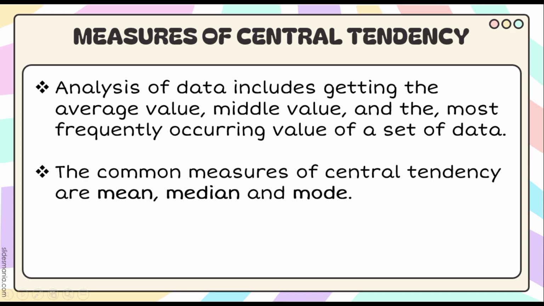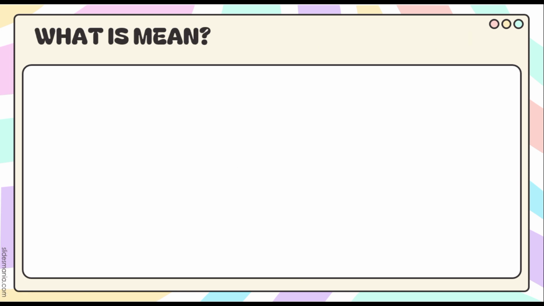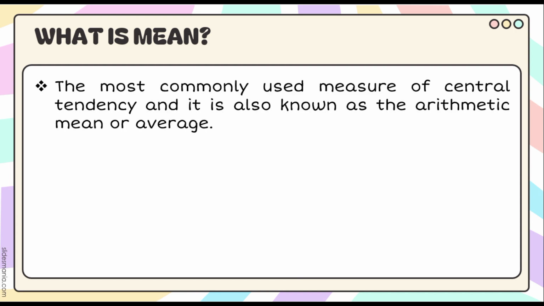The common measures of central tendency are mean, median, and mode. I know some of you are familiar with this one. Remember that these three are all averages. So how do we determine the measure of central tendency? Starting with the mean. What is the mean? When we say mean, it is the most commonly used measure of central tendency, and it is also known as the arithmetic mean or the average.